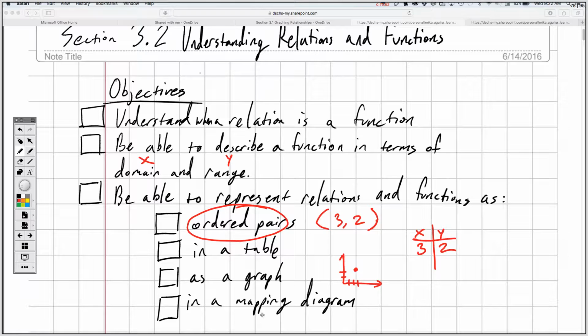Go ahead and copy this in a mapping diagram. So mapping diagram, you make one bubble here. This represents your x's or your domain. And one bubble here, and this represents your range, which is your y. And put 2, and you just draw an arrow saying that when I plug in 3, I get 2 out. So those are the 4 ways we're going to be going over today. And then for that first one, we'll be starting with the definition of what is a function.